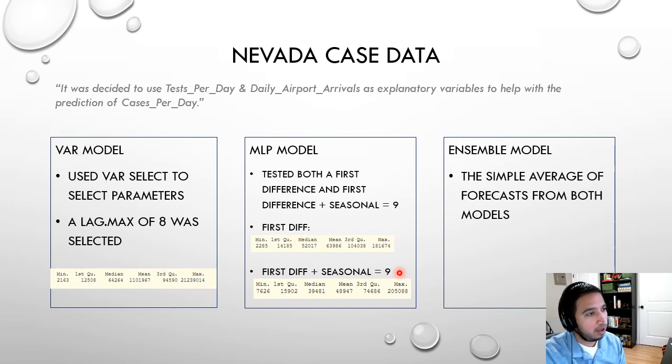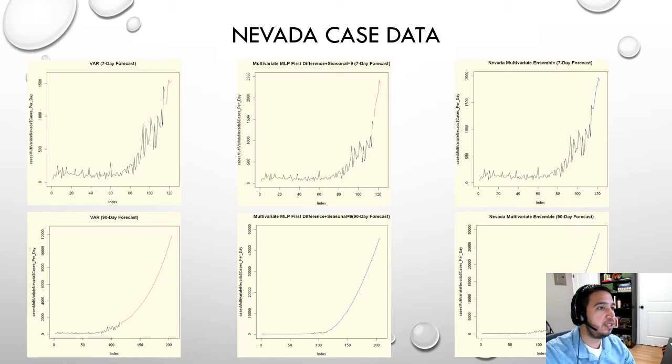And then lastly, also similar to our univariate analysis, we got the simple average of both forecasts, and that is what we used for the ensemble model. As you can see within these 6 images, these are all associated to the forecasts from the previous slide. We have the VAR example, the MLP example, and the ensemble example. The additional details can be found within your report packet, but I just wanted to point out that it ranges from about 1,500 to 2,500 for the 7-day forecast, and then from 12,000 all the way to 50,000 for the 90-day forecast.